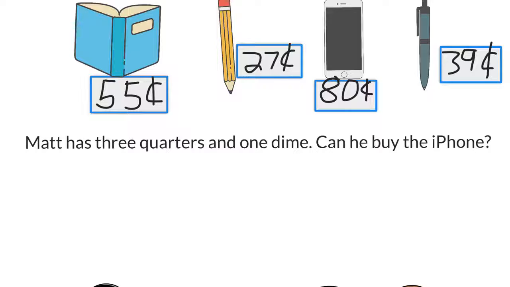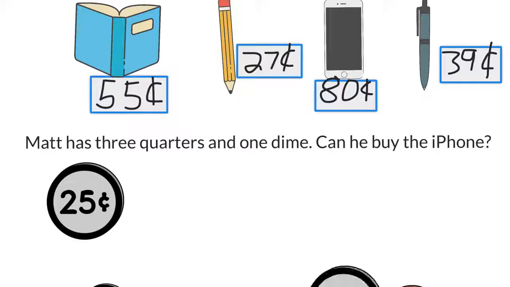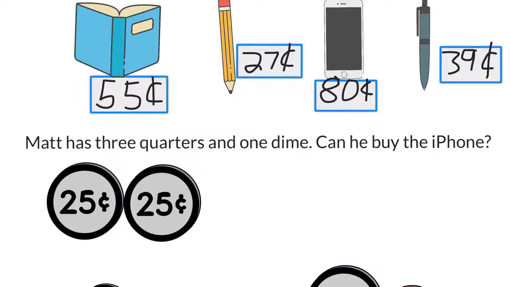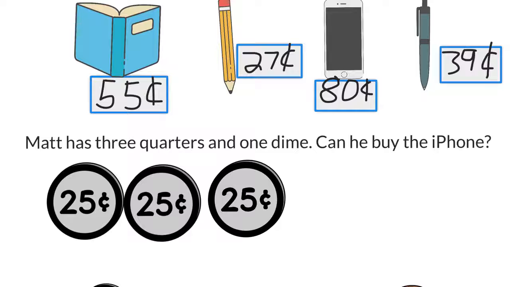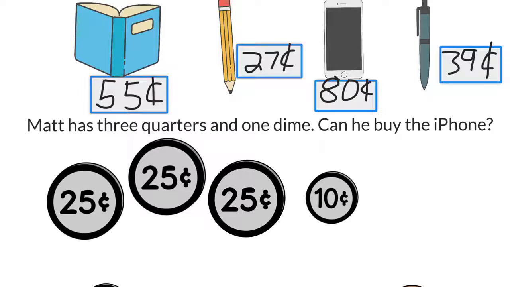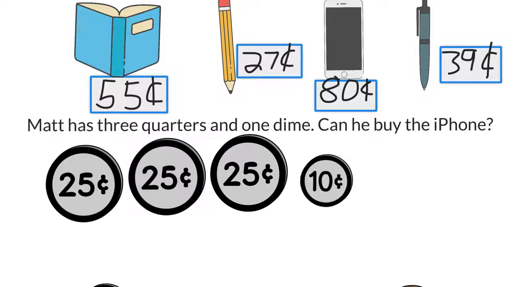So Matt has 3 quarters and 1 dime. Can he buy the iPhone? So once again, we want to model from greatest to least the coins that we have. So 1 quarter, 2 quarters, 3 quarters, and 1 dime is our total here. So we have the money set up from greatest to least.